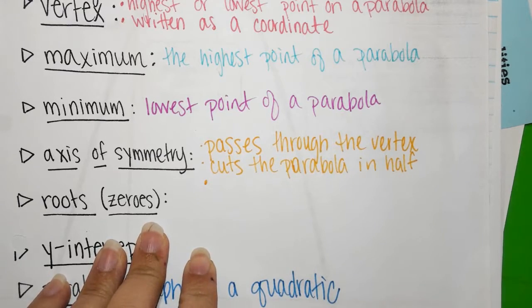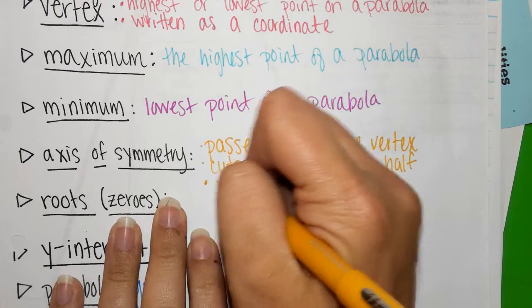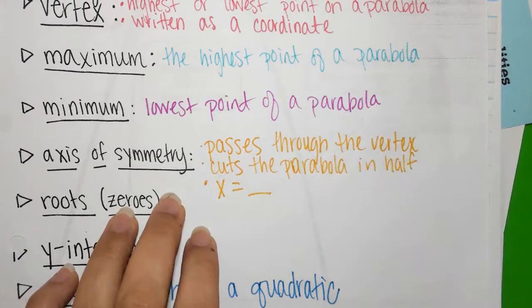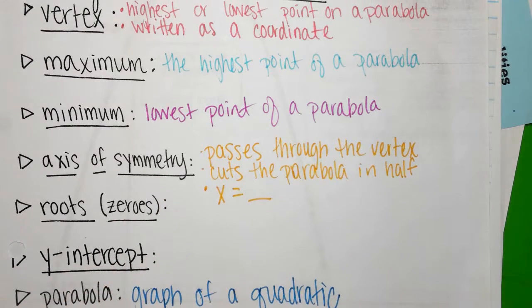You know not to. And you write the equation as x equals blank. So the axis of symmetry has an equation. It passes through the x-axis, and it is the x value of your vertex.